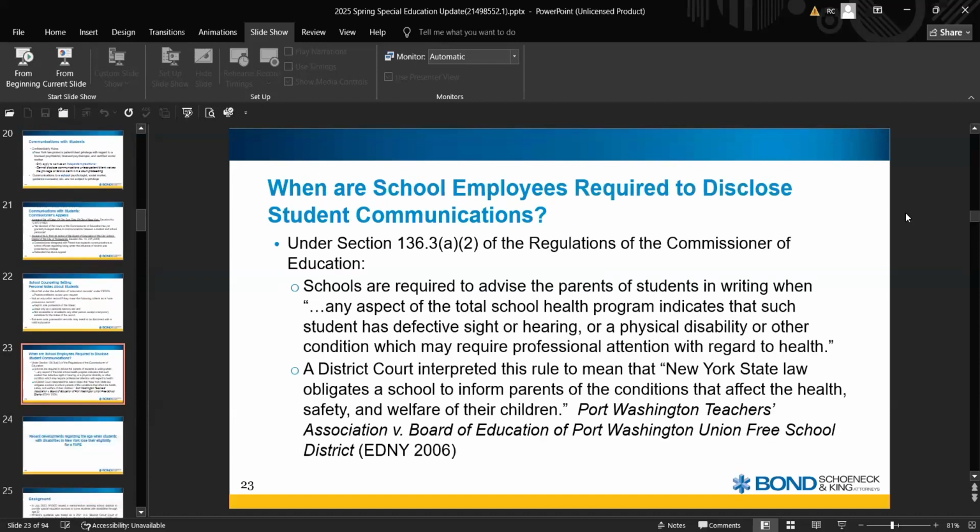And we have a question from one of our Zoom attendees. It deals with diagnosis. Do we need parental consent to give a diagnosis? Yeah, that's a really good question.